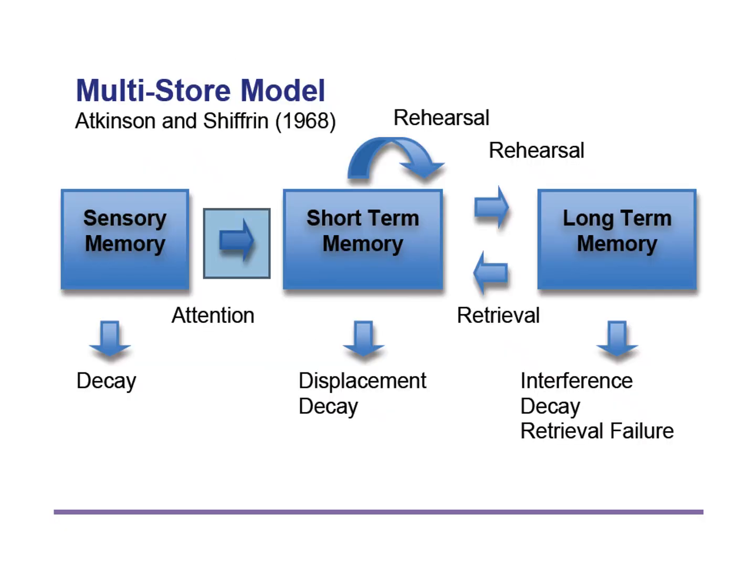Okay, so the multi-store model, that's one of two models that you need to know. Another model is the working memory model. We'll move on to that in a bit. But the first model, the multi-store model, was proposed by Atkinson and Shiffrin. There's three stores to it: the sensory register, the short-term memory, and the long-term memory. They've all got different characteristics, but I'll go through that now.